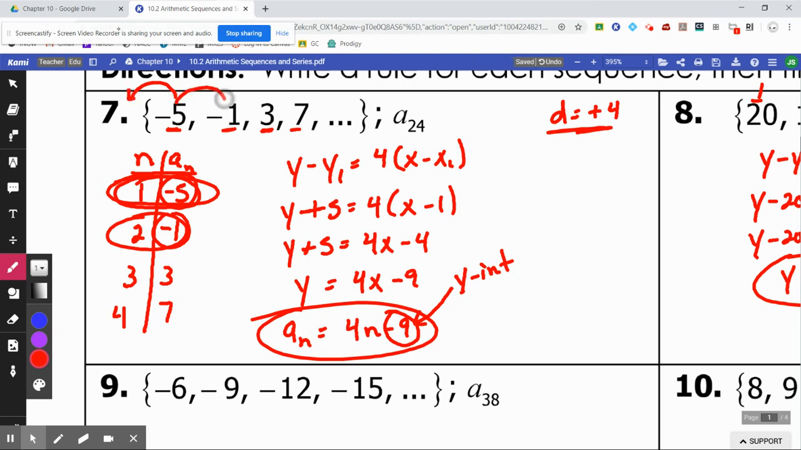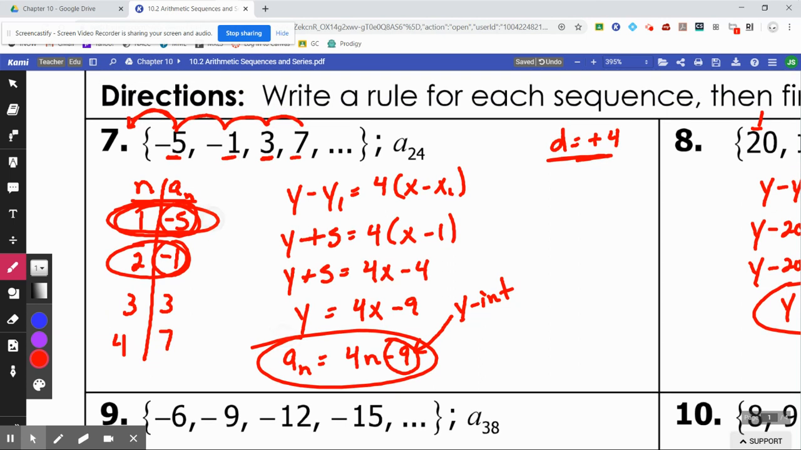Okay, to go this direction, you're adding 4, add 4, add 4. Well, how would you go backwards one term? Do the opposite, subtract 4. What would you get? -9.